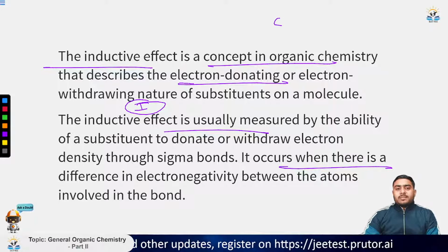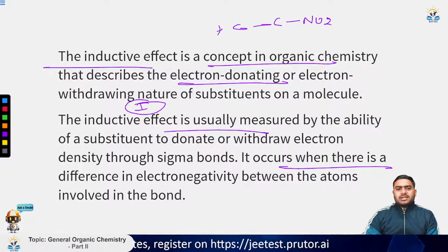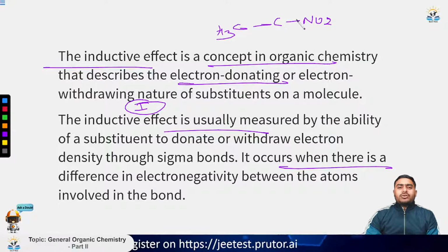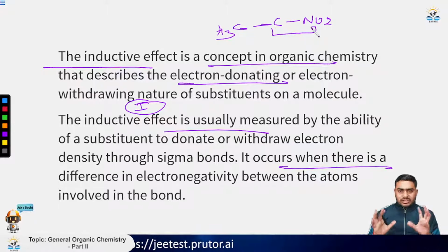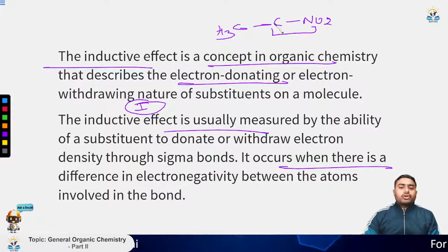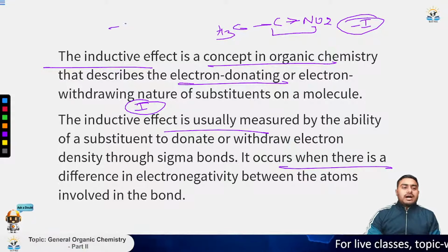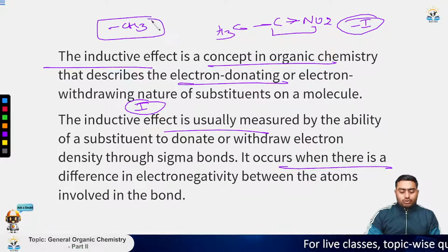Suppose I am attaching NO2 to a carbon chain, at the end of the chain like this. So this NO2 group is between this carbon and nitrogen. The covalent bond is here, and nitrogen is more electronegative than carbon, so definitely it will show its electron withdrawing nature, and this is the minus I effect. Similarly, an R group can show the plus I effect.